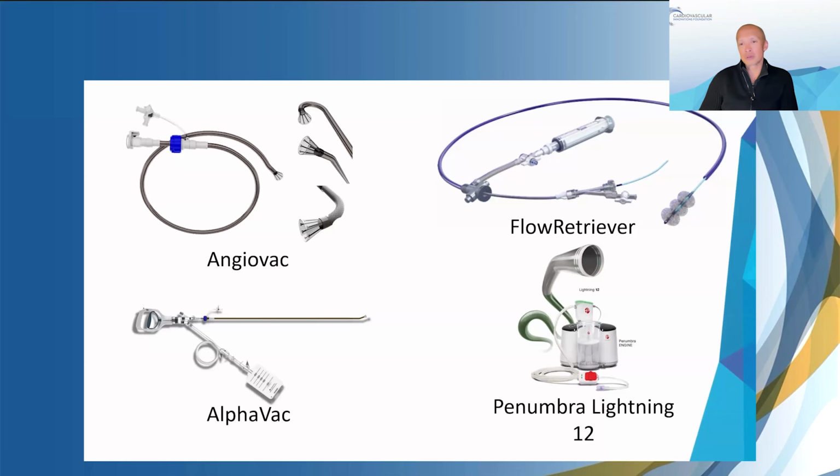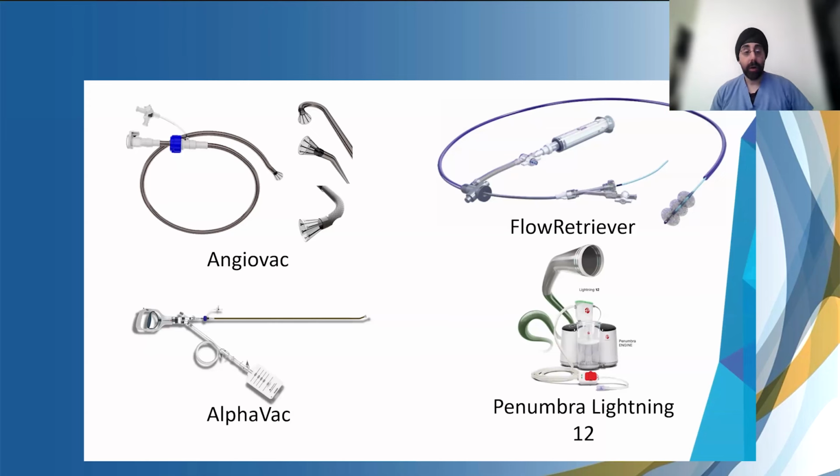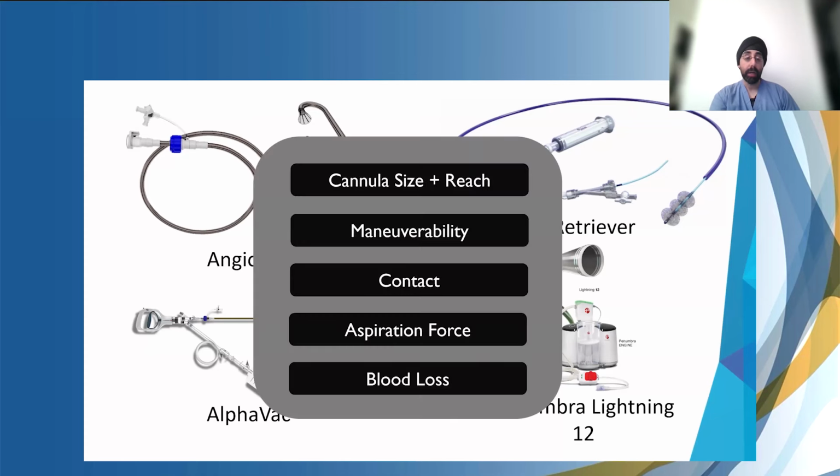I don't have any personal experience with the FlowTriever. I've used both Alpha and Penumbra, but I tend to gravitate more towards getting the circuit out and doing the AngioVac. Sanjam, what do you think? What is your preferred? Yeah, I'm with you. You made a good point about the blood return. These patients will often come in anemic because they're infected and they have bone marrow suppression from the bacterial infection. So that blood return can actually be important when you're starting with a hemoglobin of 7 or 8 or 9.